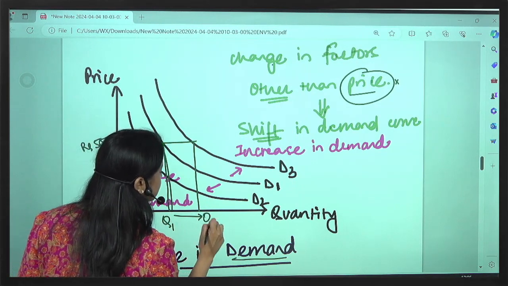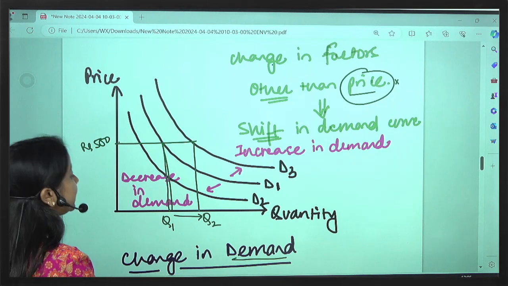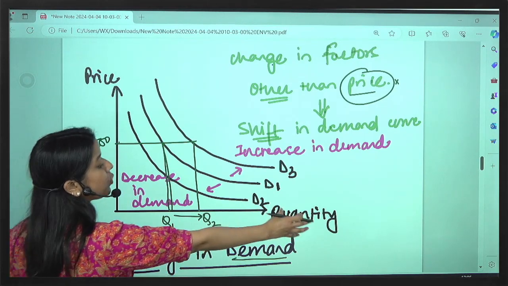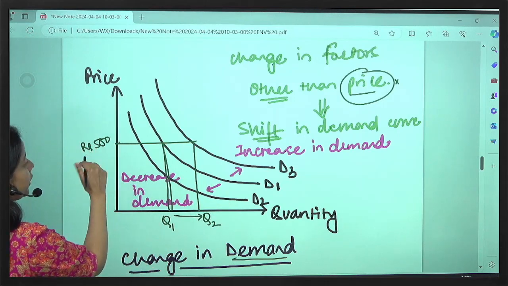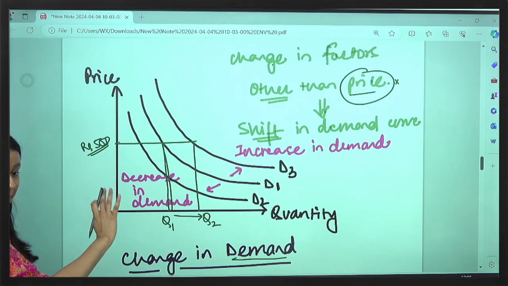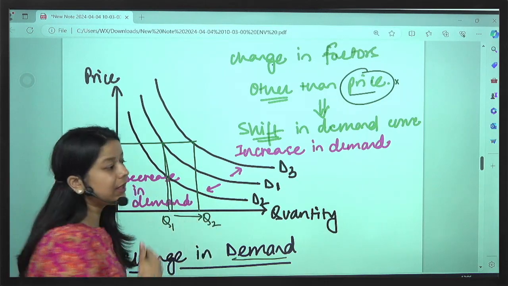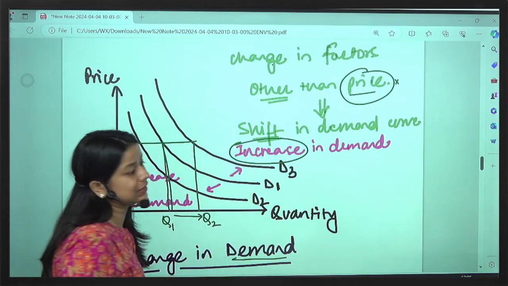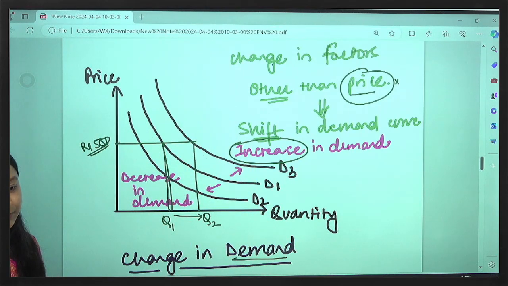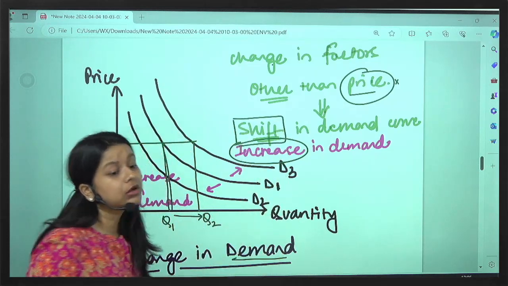Q1, and this is, let's suppose, Q2. So my ability to buy this quantity of mangoes has increased. The price remains the same, but since my income increases, this quantity increases, and this is what is known as increase in demand. And this is known as shift in the demand curve.